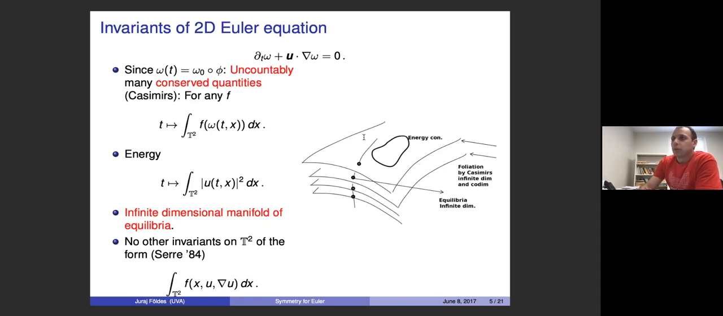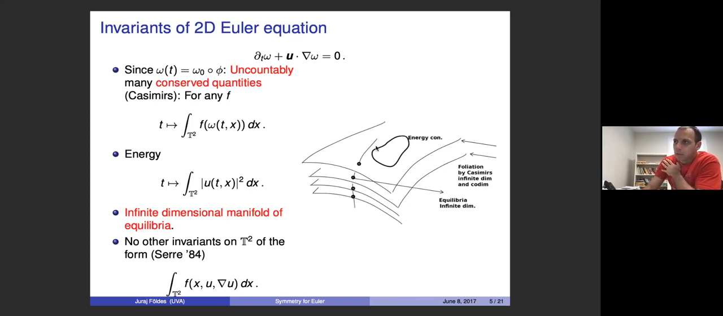So if you think about this, then we are foliating the whole space into these leaves that are given by these infinite Casimir invariants. And since there are infinitely many of them, these leaves are going to have infinite codimension, and they are still infinite dimensional, the leaves. And on top of that, we have one special invariant that's going to be important for us. It's called energy, and it's simply the integral of u squared. And the energy constraint is not really a leaf. The Casimirs are going to give us convex sets, and the intersection of convex sets is convex. So that's giving us a convex leaf. But the energy constraint is kind of a unit sphere, so it's not convex. And that's what's going to give us non-convexity of the whole problem.